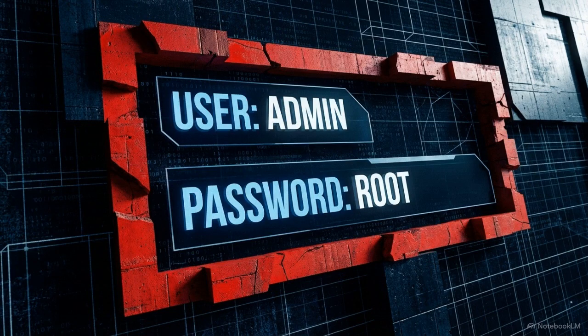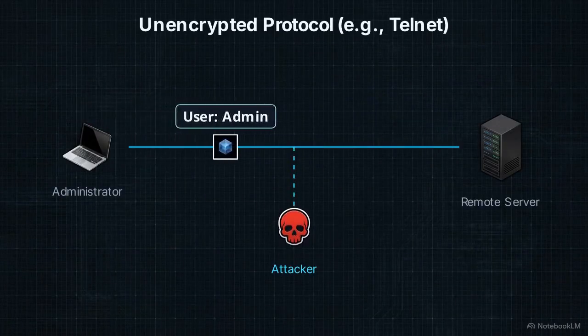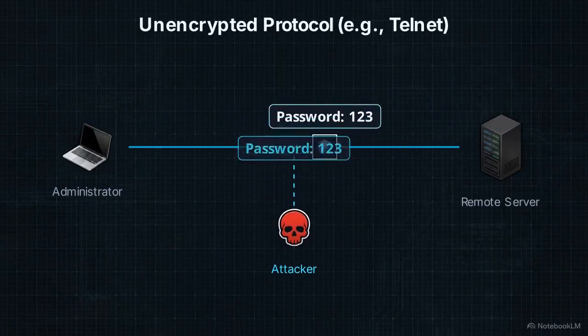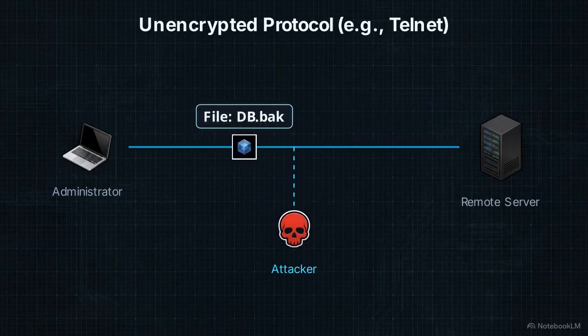The fatal flaw of Telnet was that it transmitted all data in plain text. Nothing was hidden or scrambled during the journey. As this diagram shows, if a malicious actor managed to intercept the connection between the administrator and the server, they could read the usernames and passwords as they moved across the wire.